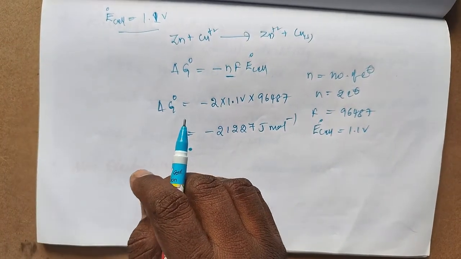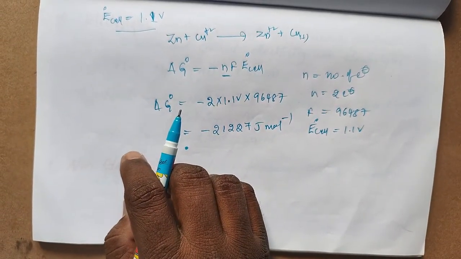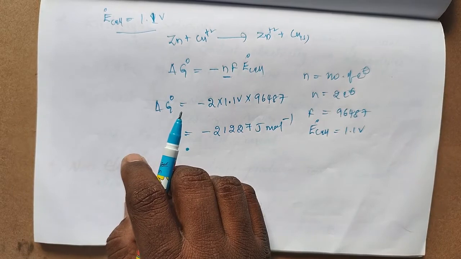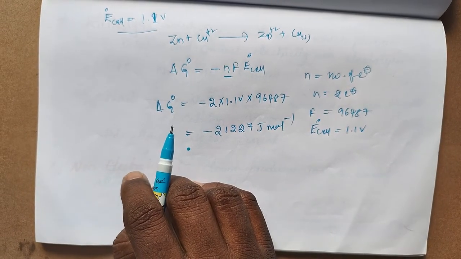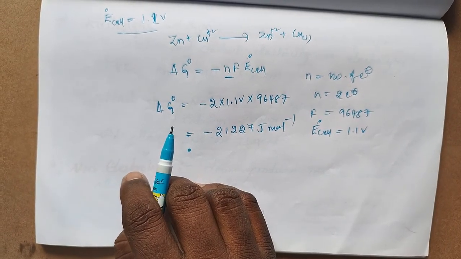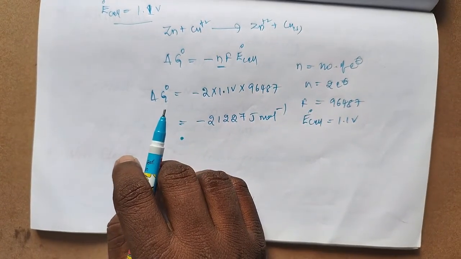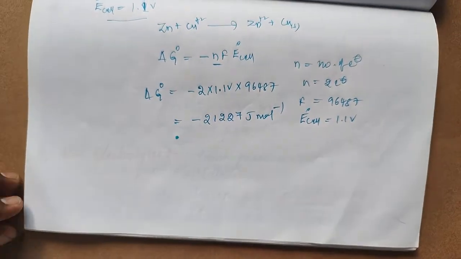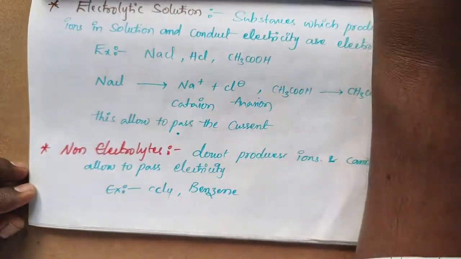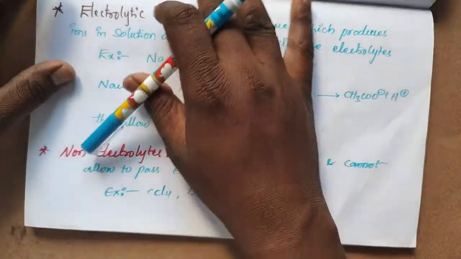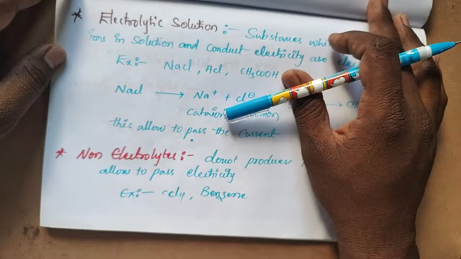So you have some in-text questions. Calculate the remaining in-text questions, the ΔG values and the E° cell values. After this, the next topic is electrolytic solution.